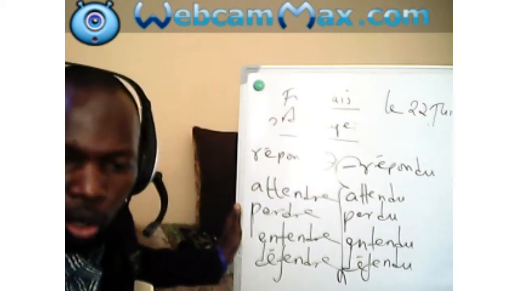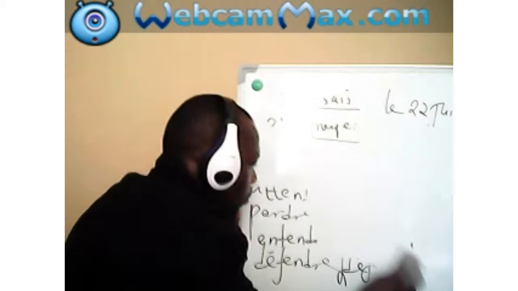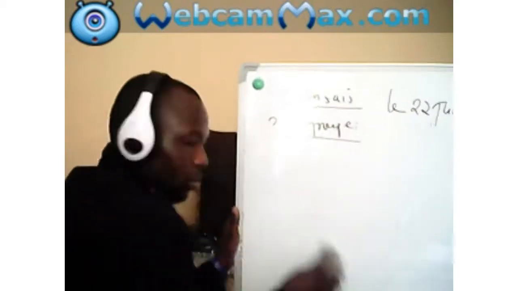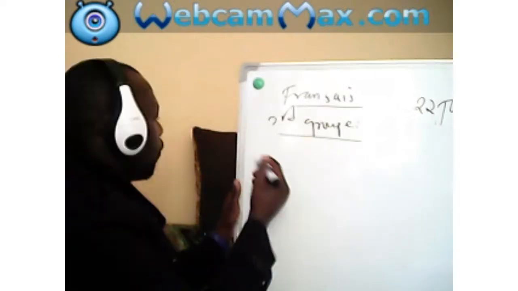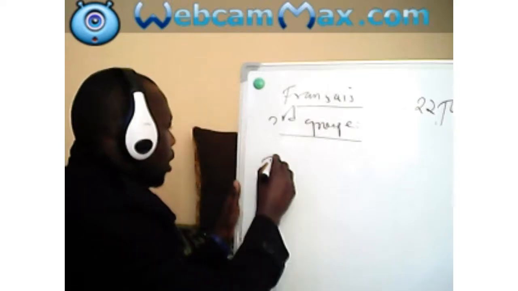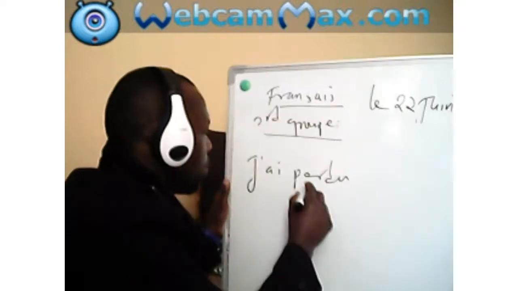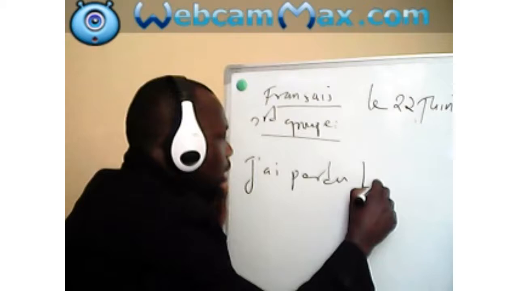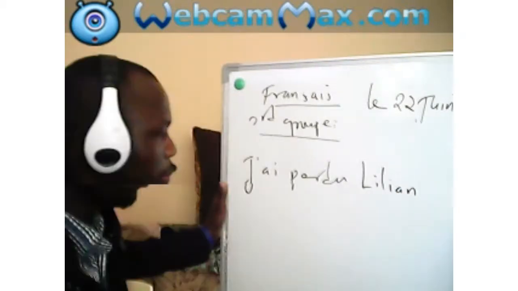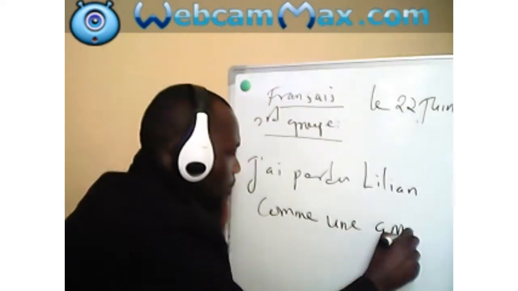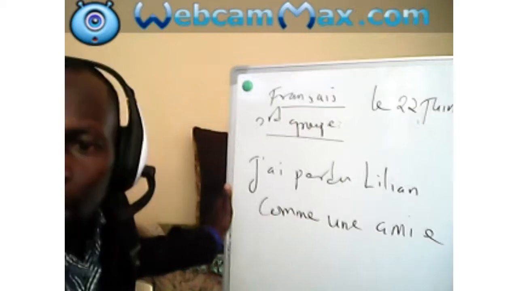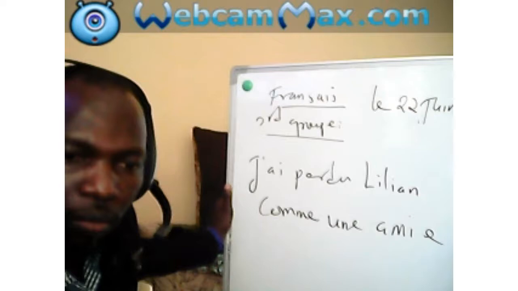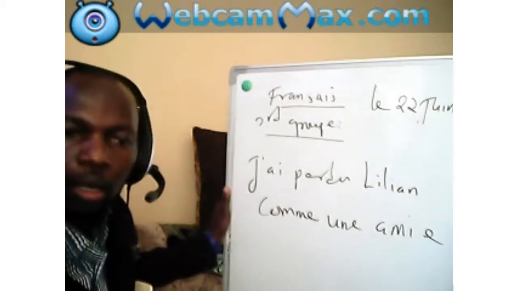Good. So let me rub the board. Let me construct a sentence using one verb, the verb perdre, to lose. So for example, I can say, j'ai perdu Liliane comme une amie. J'ai perdu Liliane comme une amie. Liliane, can you unmute yourself and translate what I've written? Thirty seconds, kindly.